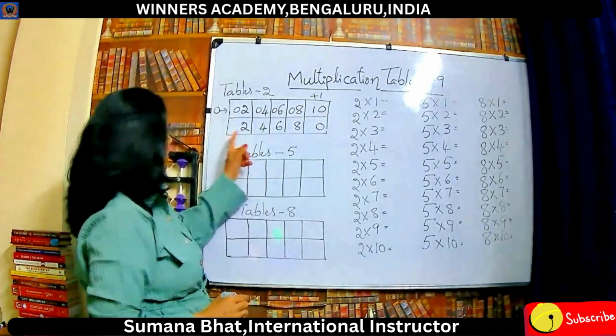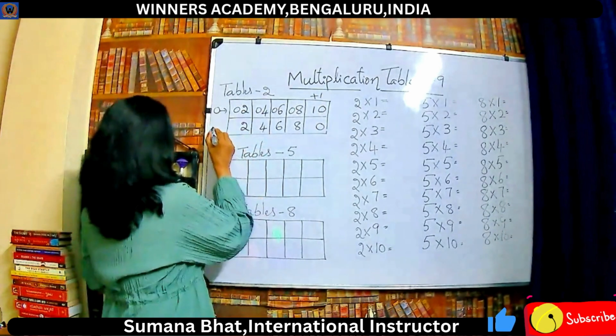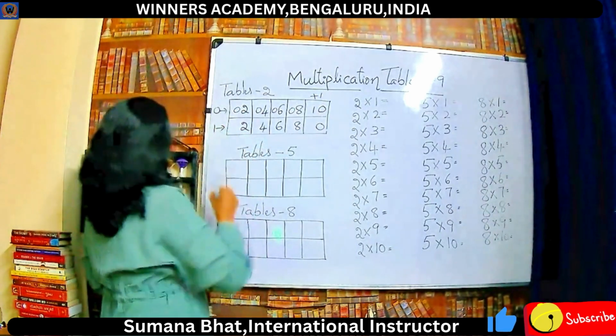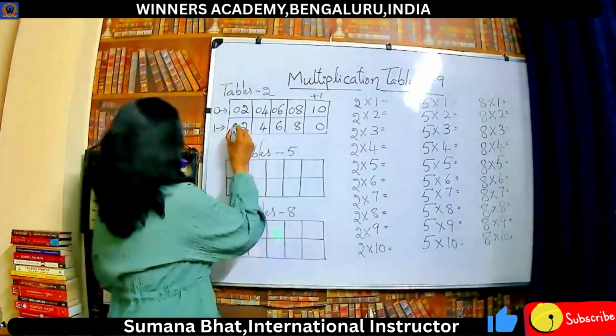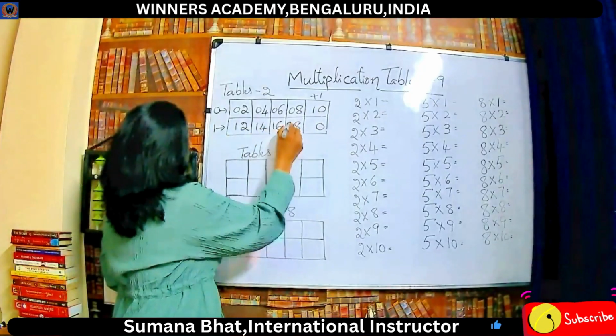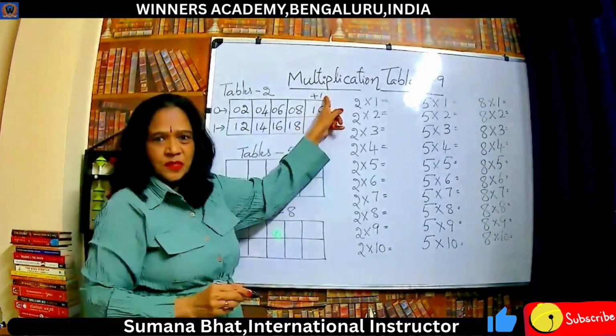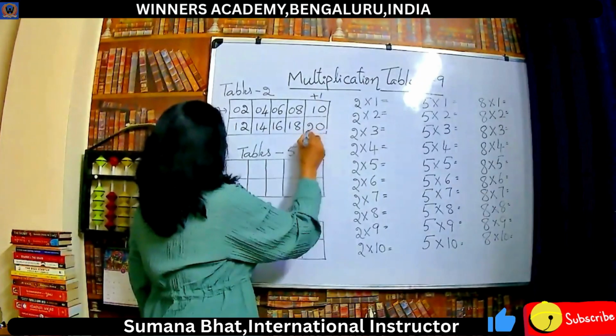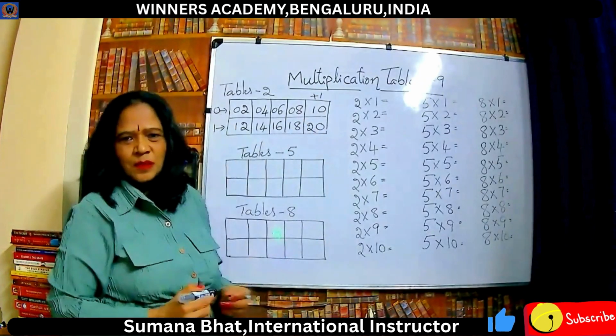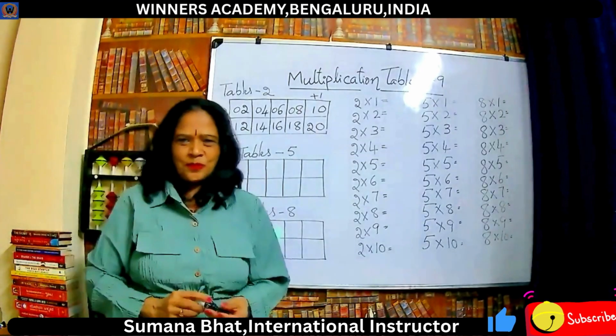1. For the second row, see what we should do. We should write 1 here. Okay, so add 1, 1, 1, 1. But here we have written plus 1. So 1 plus 1 is 2. The multiplication table of 2 is ready now.